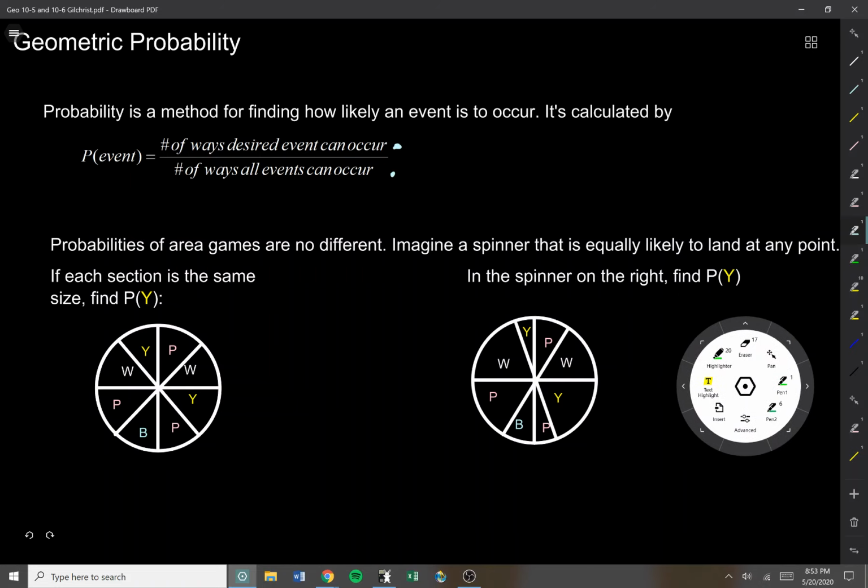So imagine there's a spinner, and this spinner can land anywhere randomly. You know, it's some game where you've got that little spinner and you flick it really hard and it spins around and you really hope it lands on your color to win something.